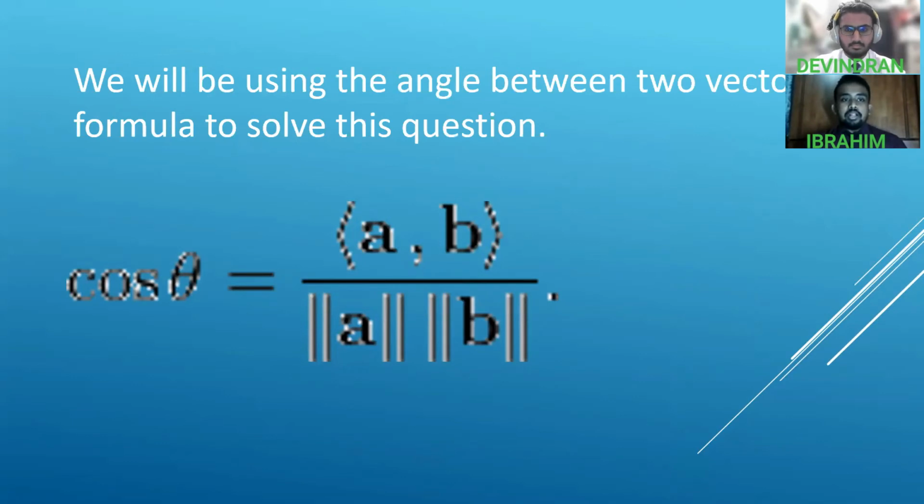Okay, to find the angle, we will be using the angle between two vectors formula to solve this question. So this is the formula: cos theta is equal to the dot product of vector A and vector B divided by modulus A times modulus B.